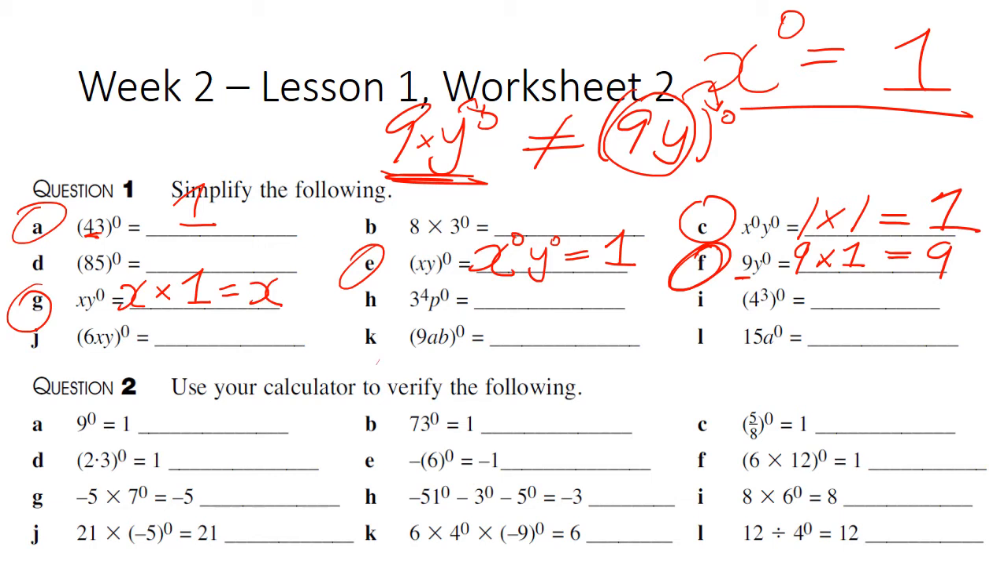Okay, if we look at K, what will your answer be? Well, this one is much easier because everything inside the bracket is raised to the power of 0. So your answer should be 1.